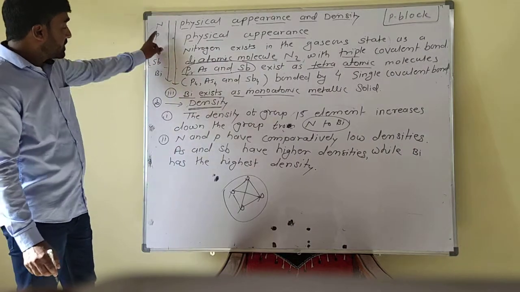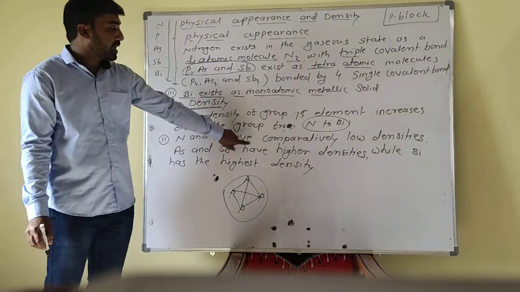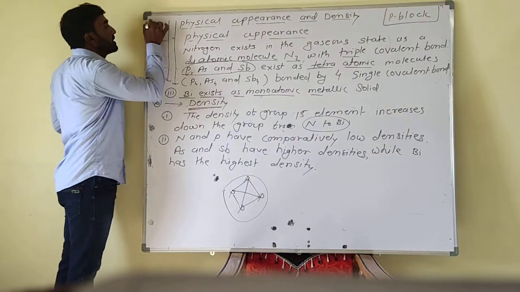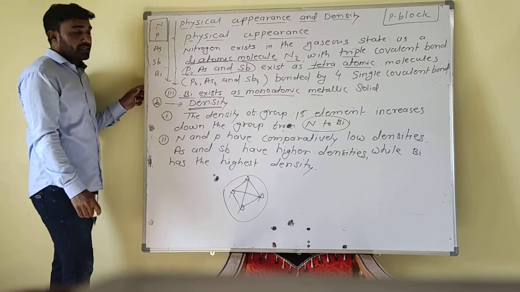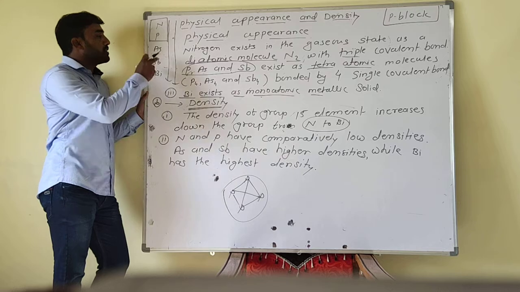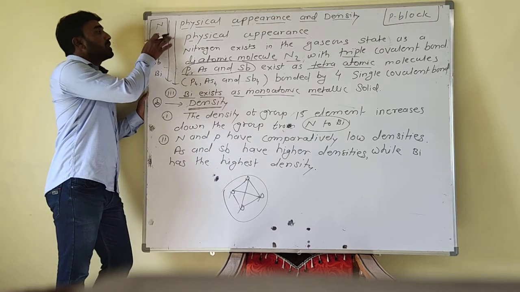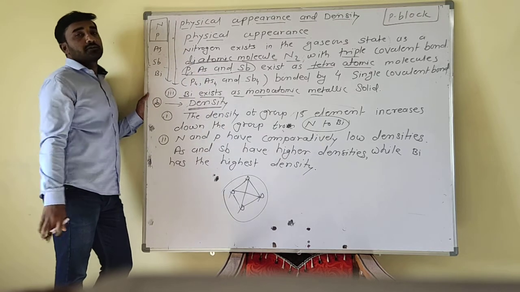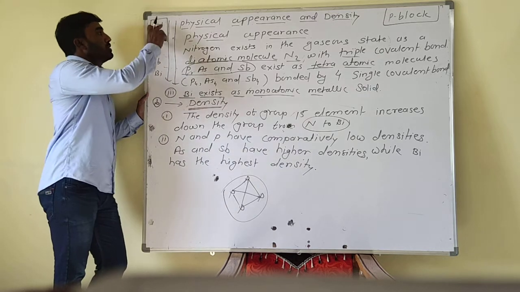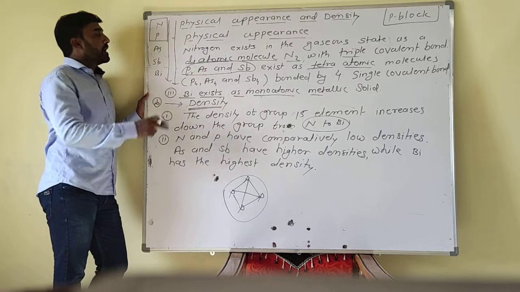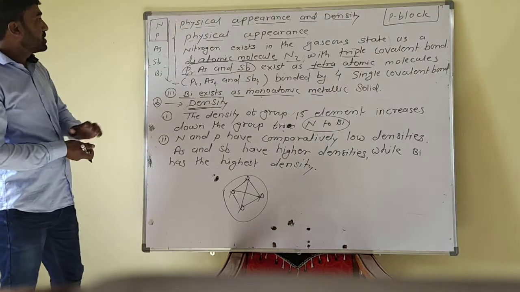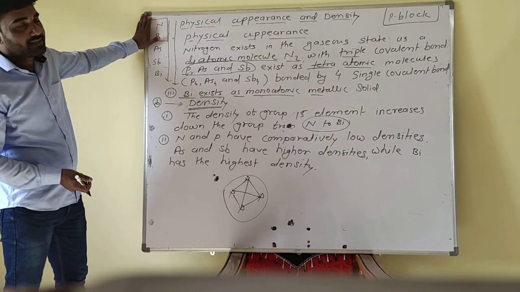Now the first two elements, nitrogen and phosphorus, have comparatively low density, because their size is less as compared to arsenic, antimony, and bismuth. Also nitrogen and phosphorus are absent in d orbital. That's why these elements are small in size and have comparatively high electronegativity as compared to arsenic, antimony, and bismuth. So nitrogen and phosphorus have low density.